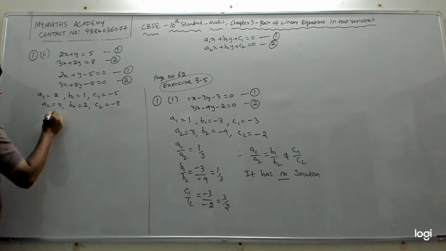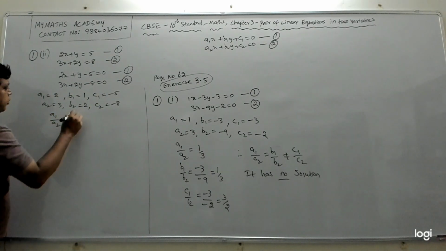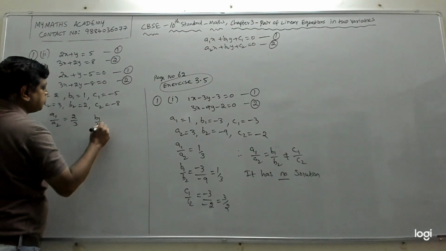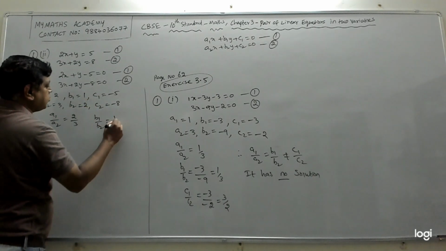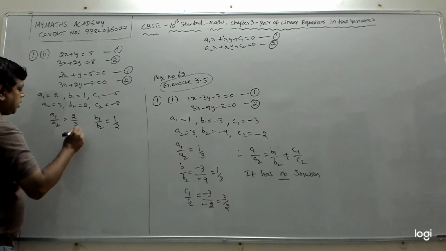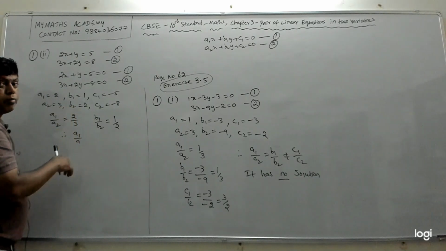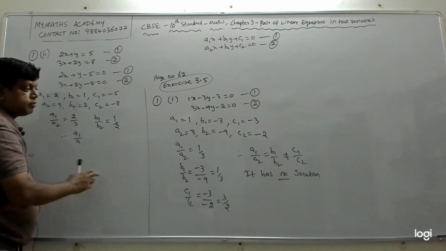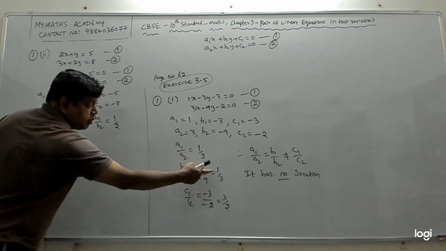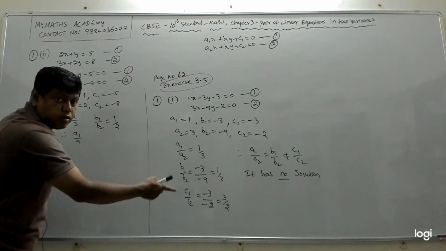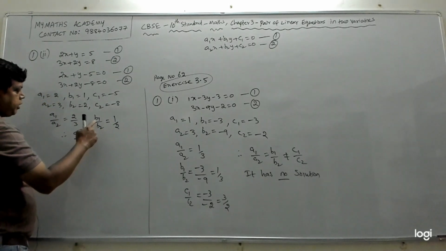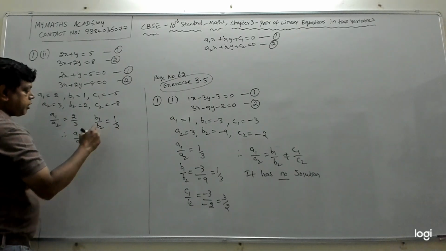Now let's find a1 by a2. What is a1 by a2? 2 by 3. Now what is b1 by b2? 1 by 2. So a1 by a2 is 2 by 3, and b1 by b2 is 1 by 2. Therefore, you need not go and find c1 by c2. Where we did that earlier, we did it because both ratios were the same, so we had to find c1 by c2. But here both are different. a1 by a2 is not equal to b1 by b2.